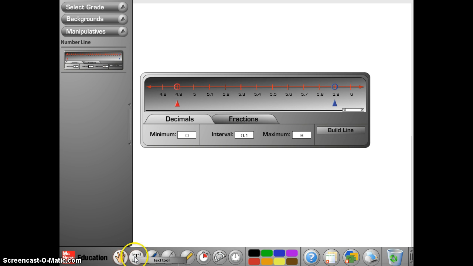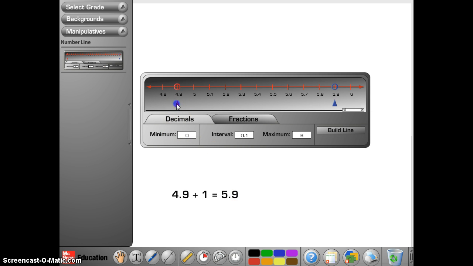4.9. Not sure why I'm not getting that. There we go. 4.9 plus 1 whole equals 5.9. And we know they don't need the whole written in there.